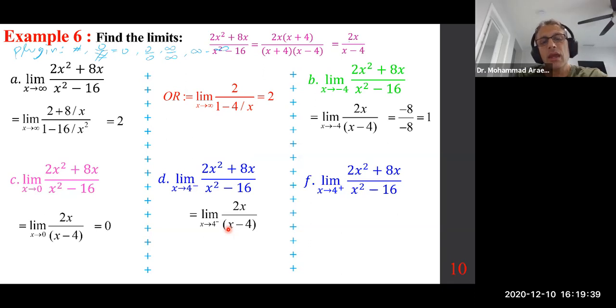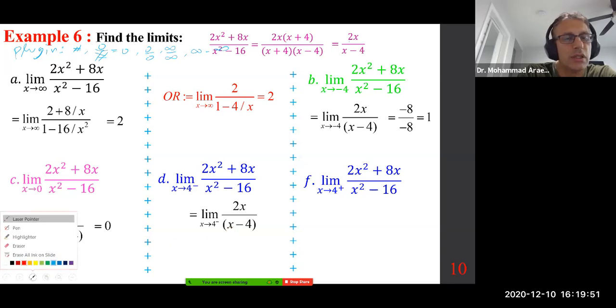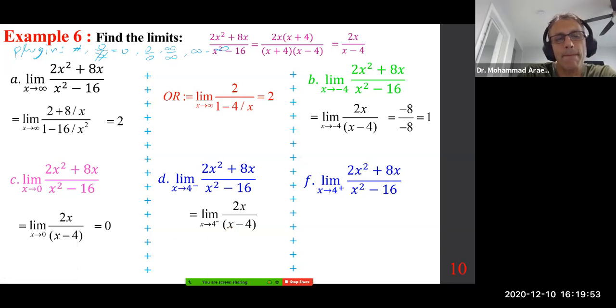Therefore, if you have any doubts, because you have to justify your answer, then plug in a number to the left of 4, like 3.9, just as an example to show you this. If I put 3.9 minus 4, I get negative 0.1. That means 0 from the left.